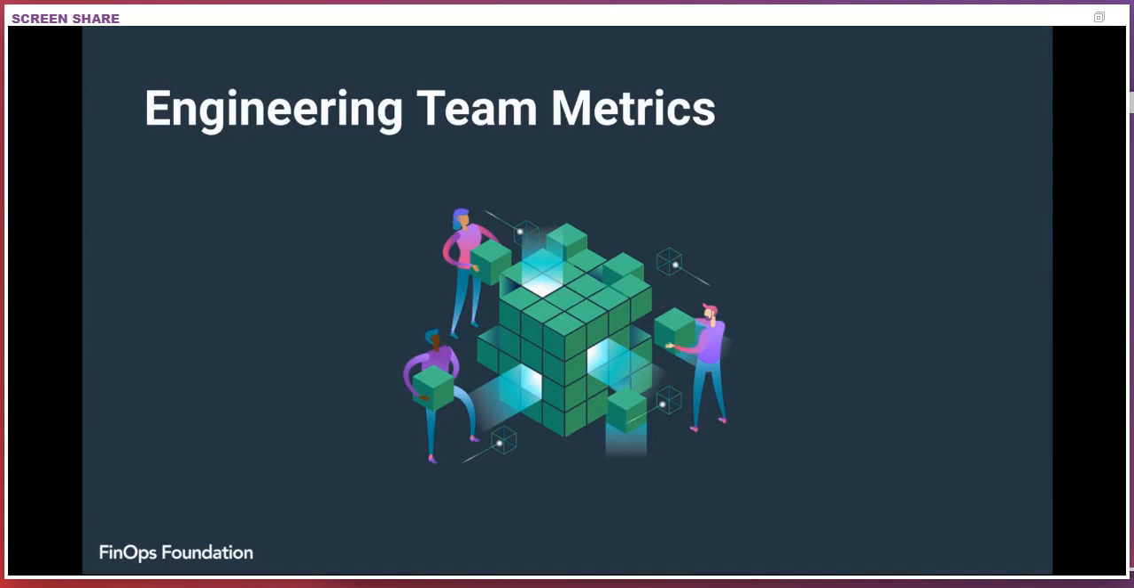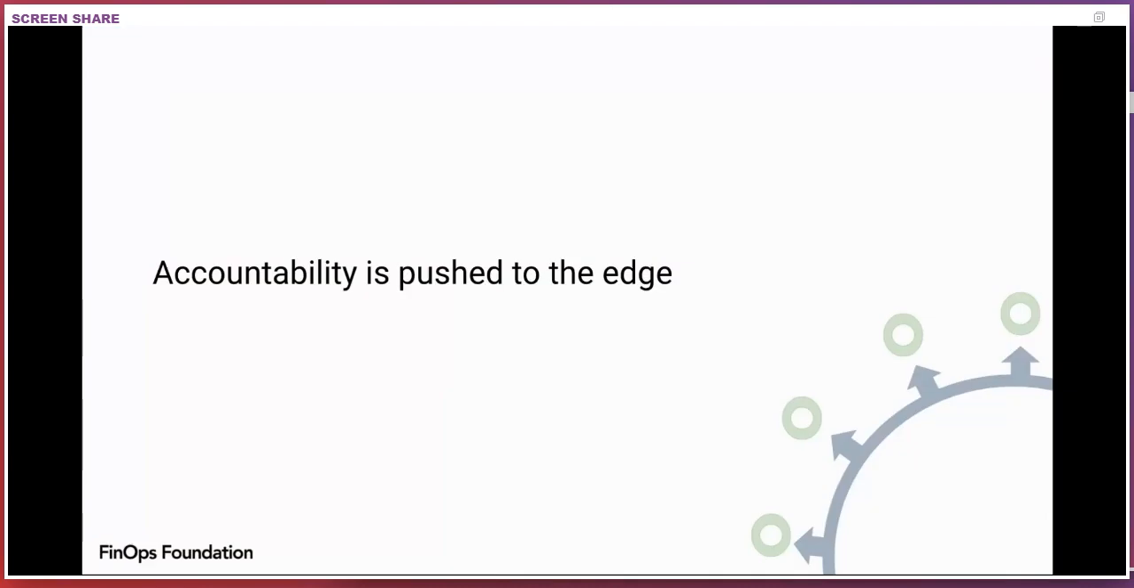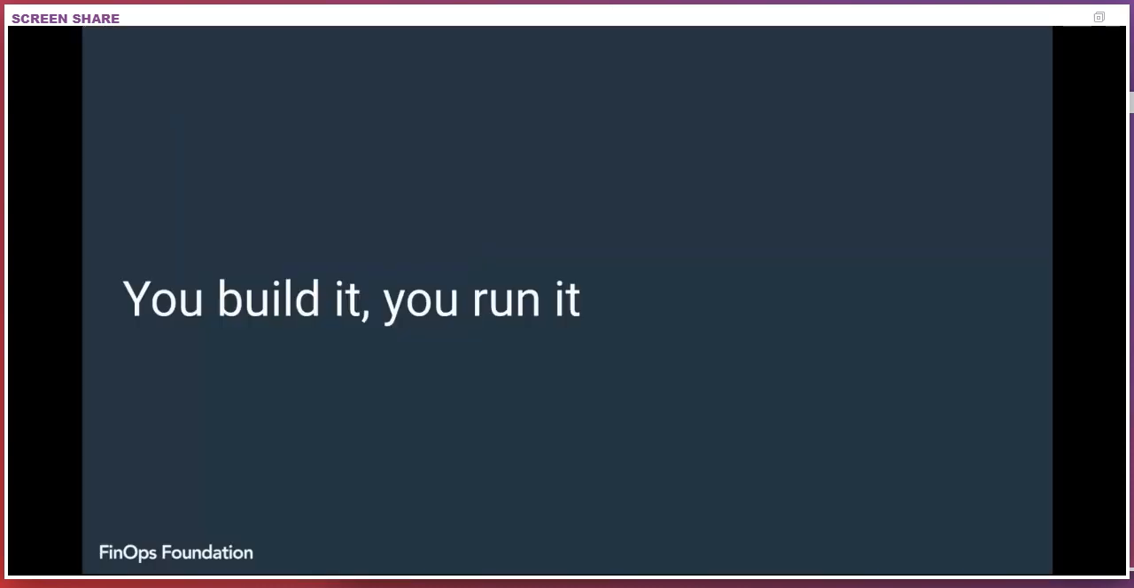We have a pile of FinOps principles within the FinOps Foundation, and I'll try to draw the content today towards some of those principles. One of them is that accountability is pushed out to the edge. The idea here is when we move to DevOps plus cloud, your teams move to a you build it, you run it model. And we just want to add on the end of that, that you optimize it as well.